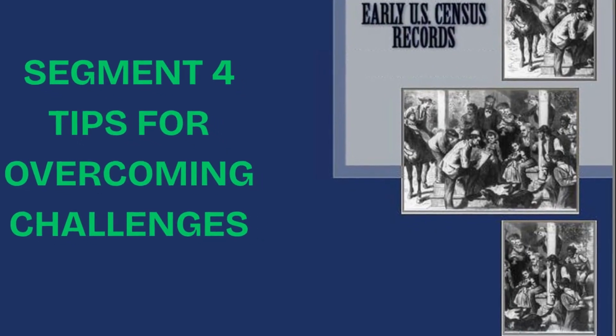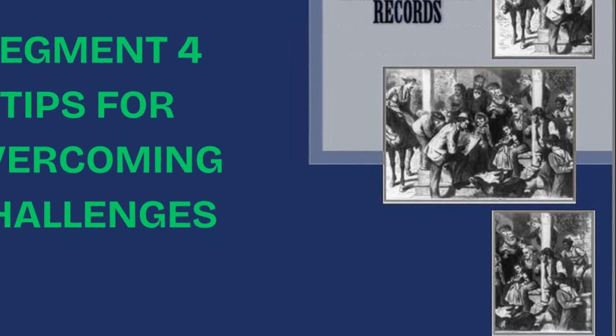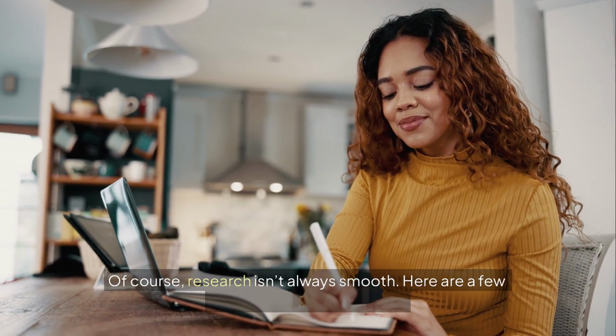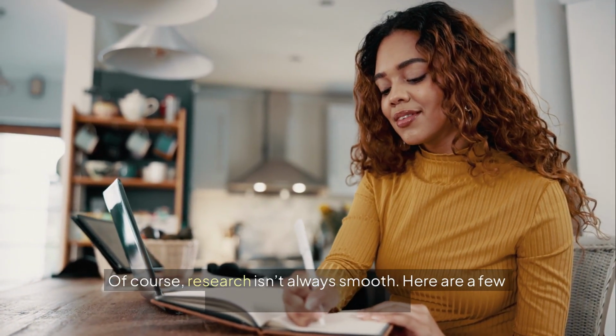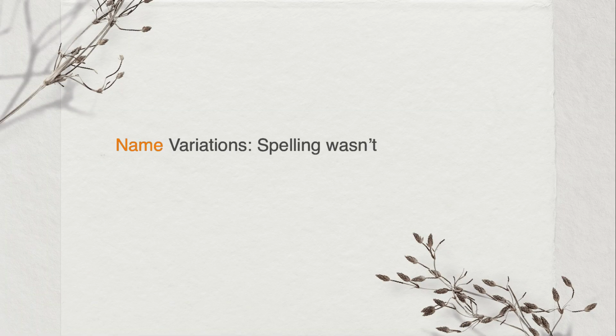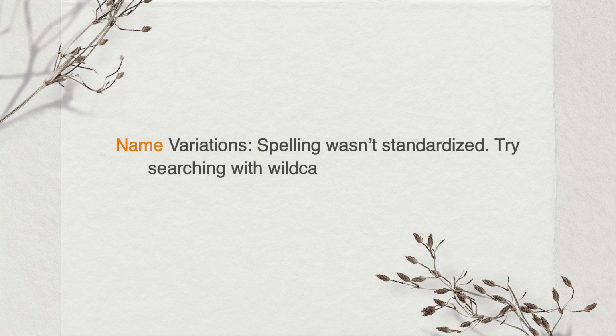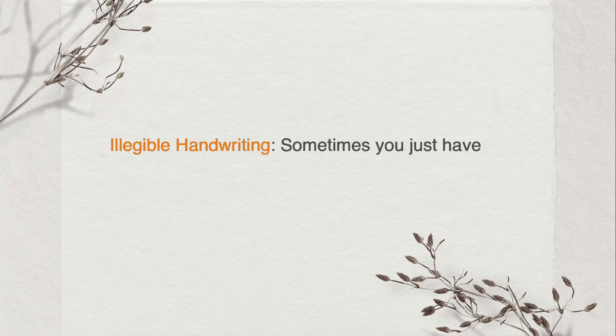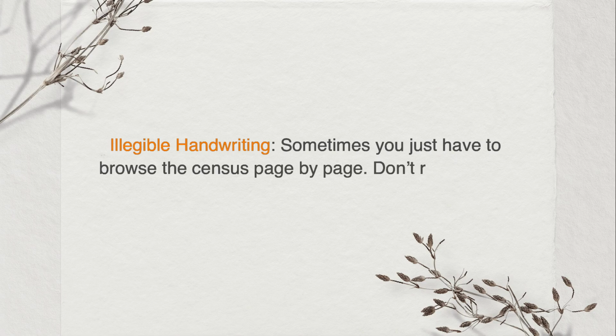Segment 4: Tips for overcoming challenges. Of course, research isn't always smooth. Here are a few tips for common problems. Name variations: spelling wasn't standardized. Try searching with wildcards or by first name plus birthplace. Illegible handwriting: sometimes you just have to browse the census page by page. Don't rely only on the index.